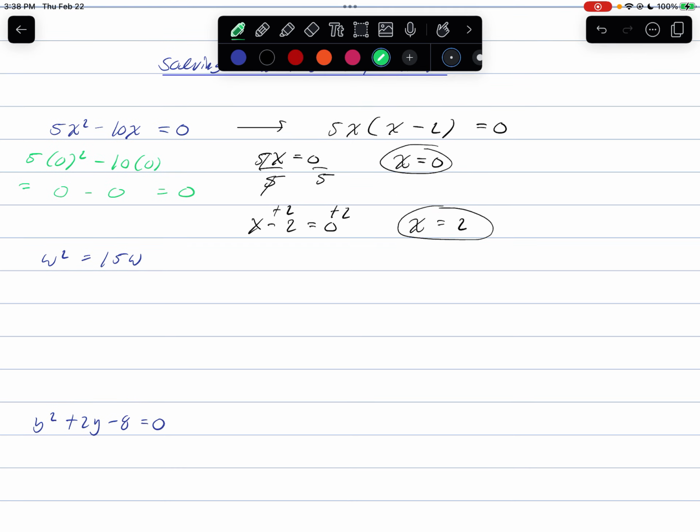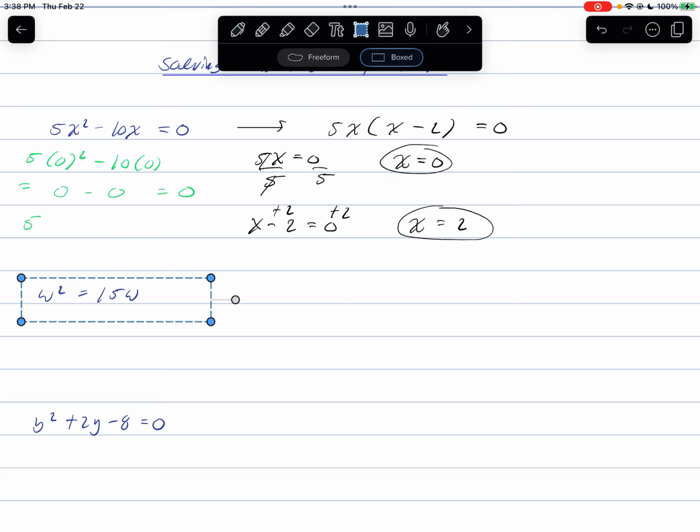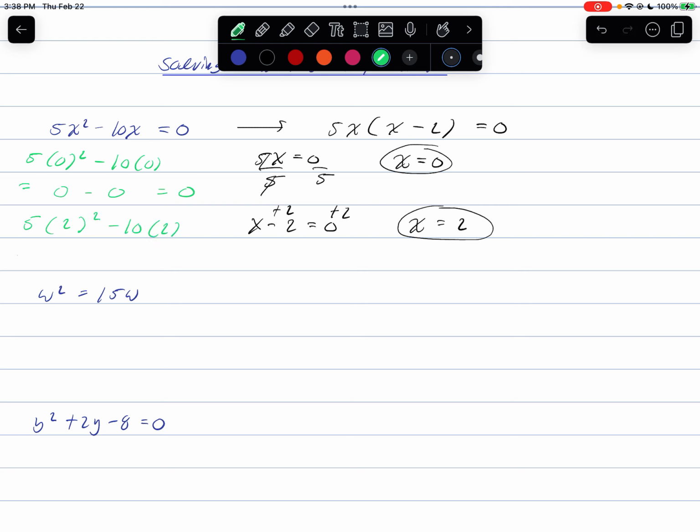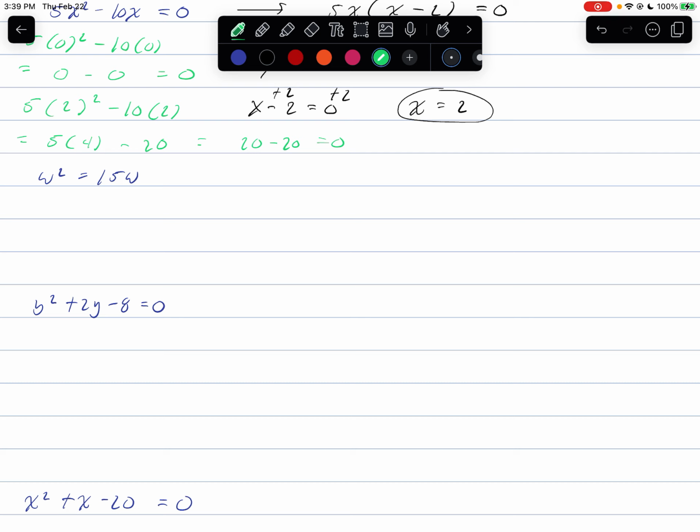Okay, and then for 2, this is probably the more interesting one. If we have 5 times 2 squared minus 10 times 2, that's equal to 5 times 4 minus 20, which is equal to 20 minus 20, which is 0. So we can see that x equals 0 and x equals 2 would both make this equation equal to 0.